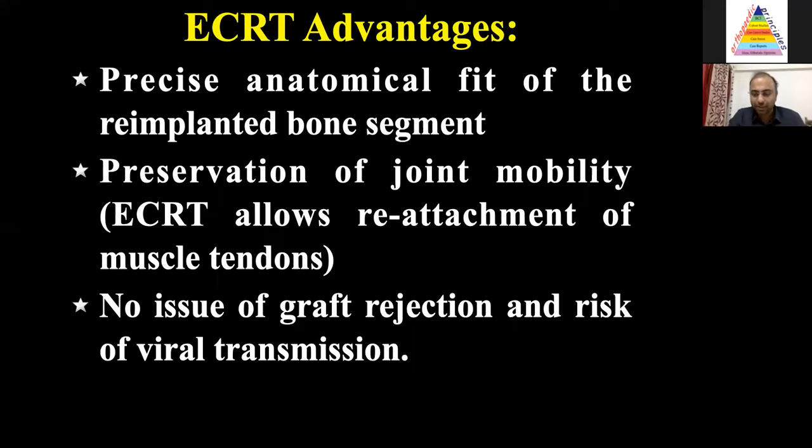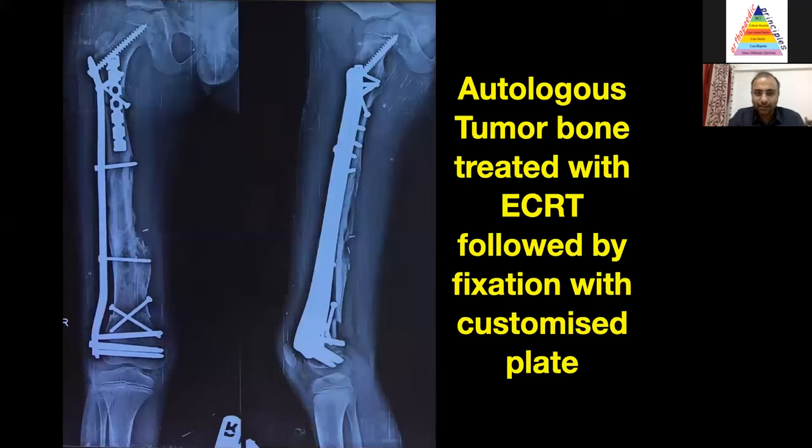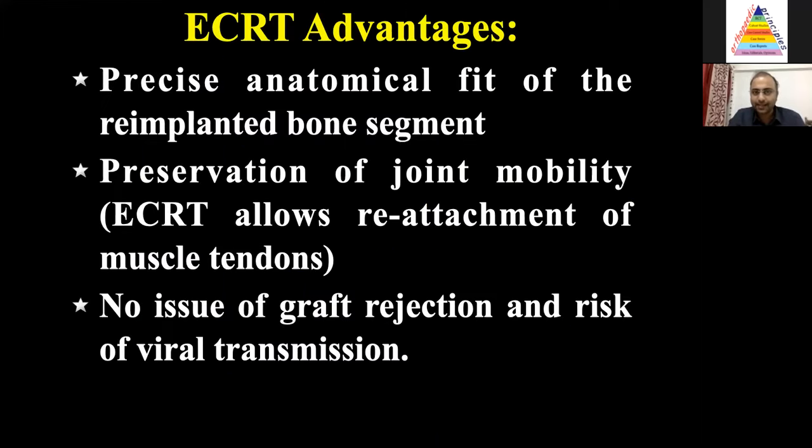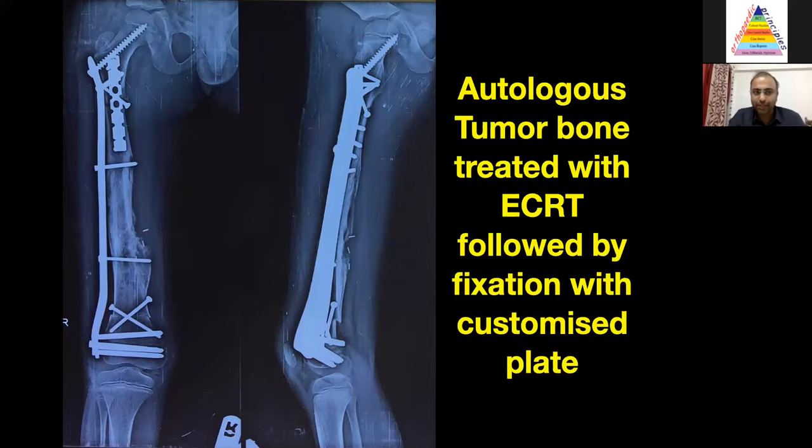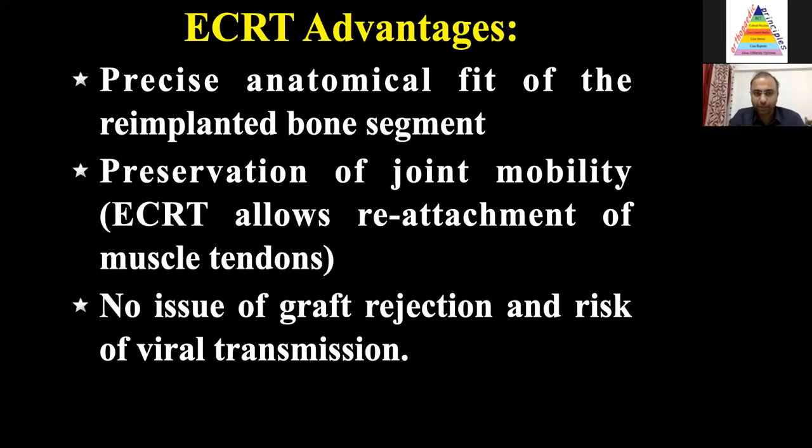And this is a size match. So it's a perfect size match. We can see here the bone was cut, removed, ECRT done and put back again. So it's perfectly matching the host bone. With allograft, this will not be possible. So it's a precise anatomical fit of the reimplanted bone. Then there is preservation of the joint. Here the knee joint is preserved, the hip joint is preserved for the patient.